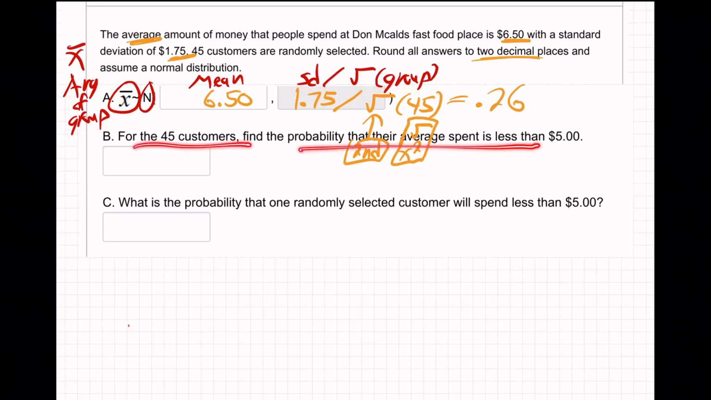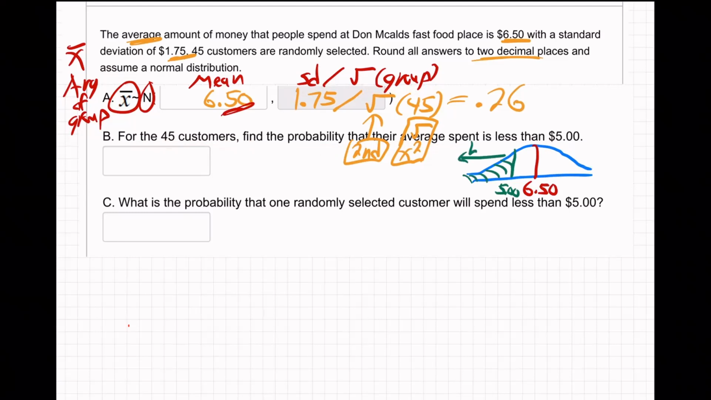For 45 customers, find the probability that their average spend is less than $5. Okay, so let me draw a little bell curve here, like we always do, and put the middle on the middle. And that's $6.50 is the middle. Average customer spends $6.50 at McDonald's. Less than 5. Well, here's $5. And where's lesser stuff? To the left. If they said more, I would go to the right. They said less, I'm going left.